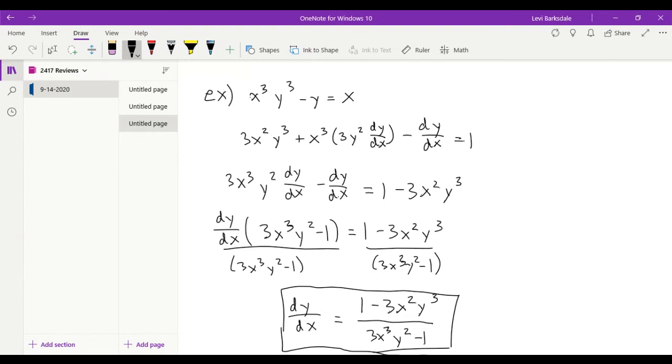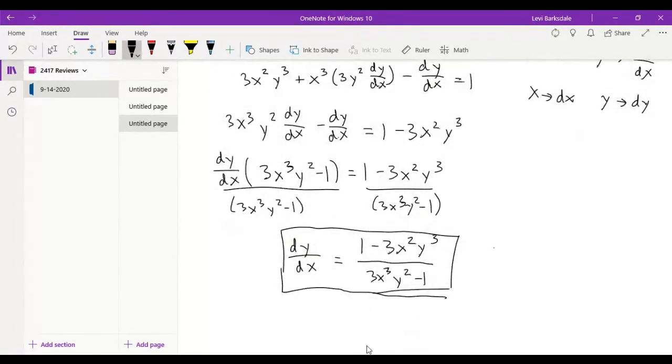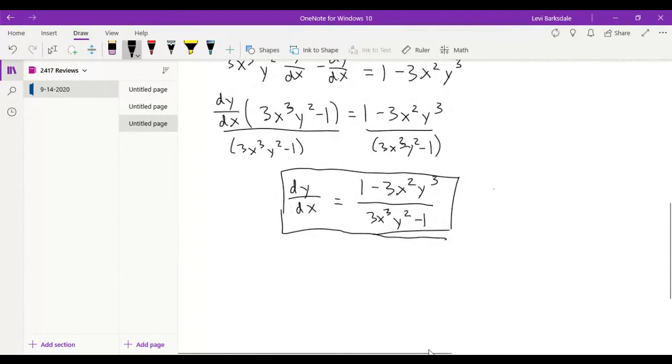One side note, earlier I said that your x's become 1 and your y's become dy over dx. There is another way you might see it, where your x's turn into dx's and your y's turn into dy's. This is less common, but it can be useful at times. So for instance, let's say, we'll just go over the first example briefly.